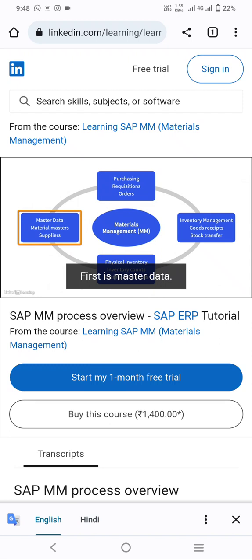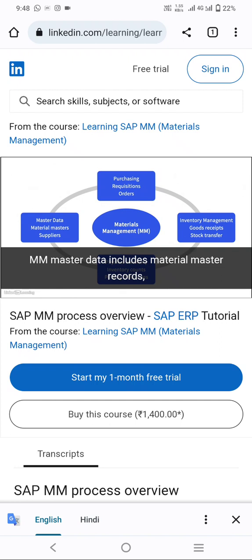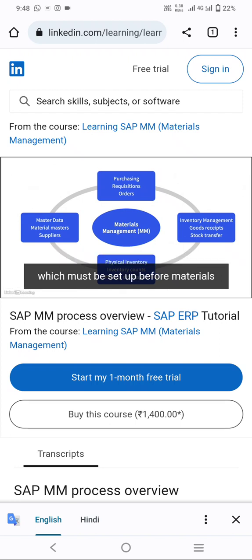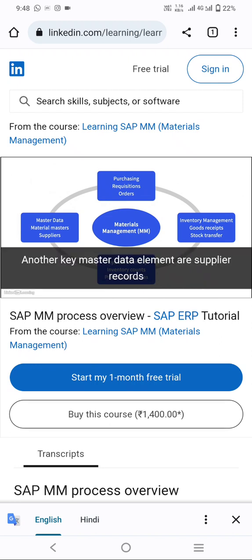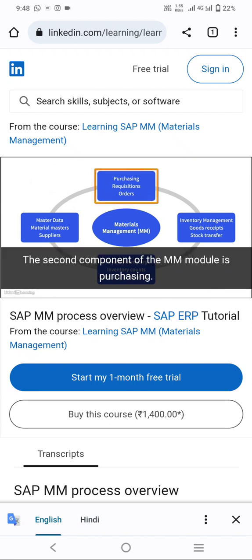First is master data. As in other SAP modules, accurate master data is required to drive all other transactional processes. Master data includes material master records, which must be set up before materials can be purchased externally. Another key master data element are supplier records that have all the physical and financial information about a vendor that a company can buy from. The second component of the module is purchasing.